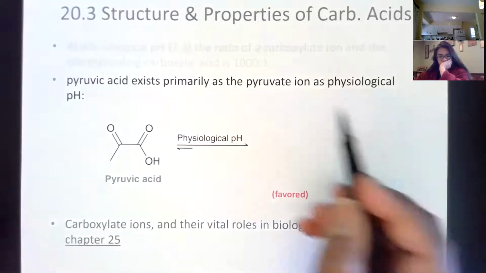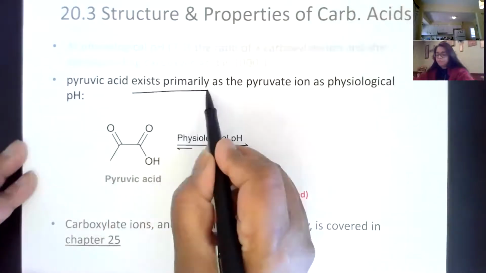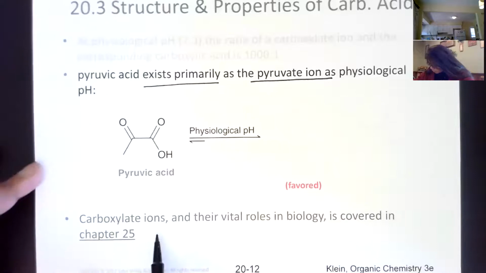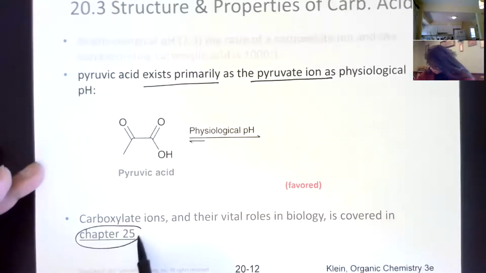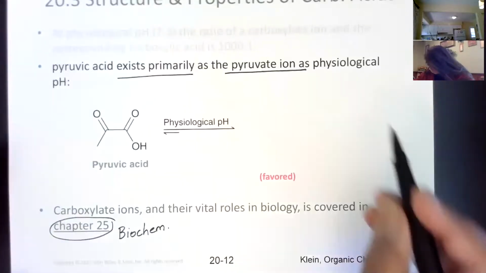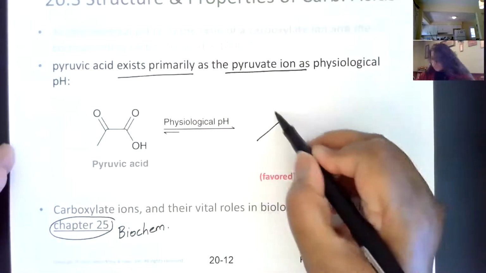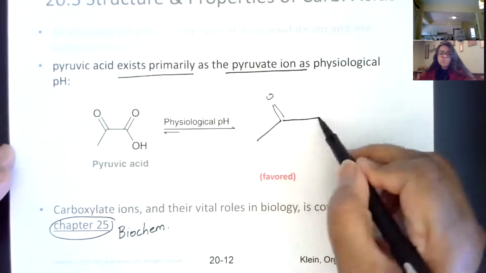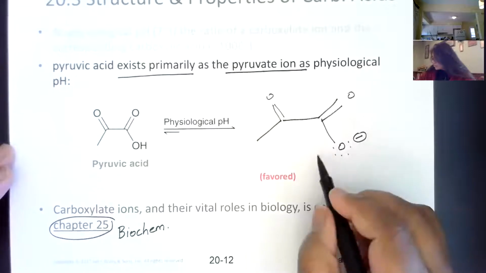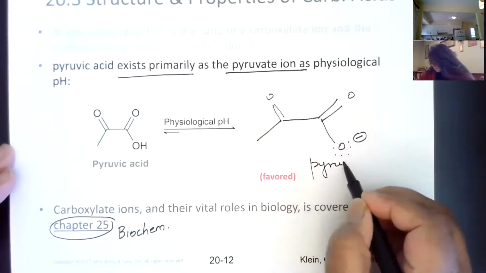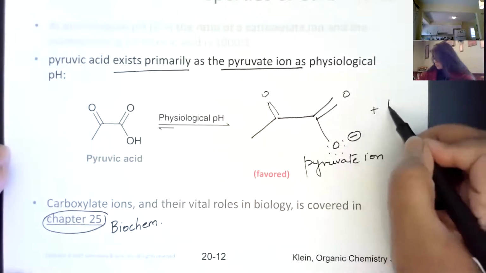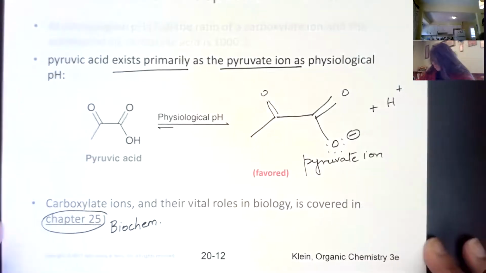Now this is another acid, carboxylate ions, and the vital roles. Okay, that's something you'll be studying in biochem. And here pyruvic acid forms pyruvate. I don't know if you have studied these before, and I do not know too much about how it reacts in the system. Okay.